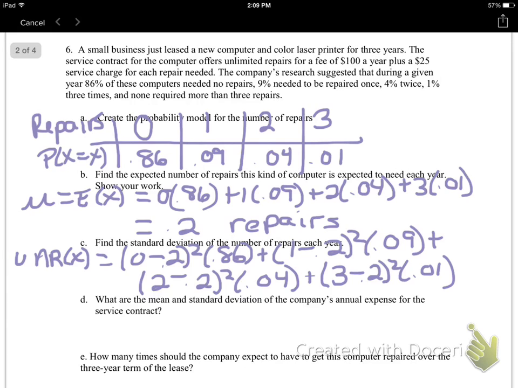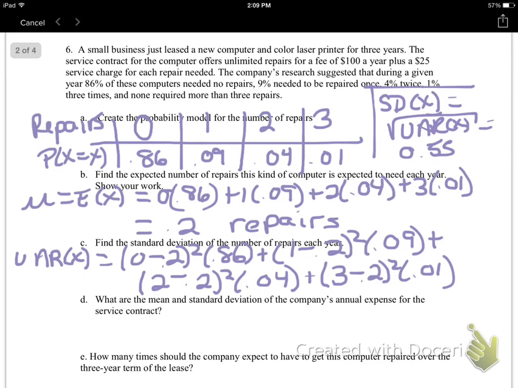Okay, so off to the side now, I'm going to go over here. So the variance, not the variance, the standard deviation. So the standard deviation of x is equal to the square root of the variance of x, which is equal to 0.55. And remember, it's repairs. We need units. Okay, so I have my standard deviation and I have my mean, and it says what is the expense? Okay, well here it is.